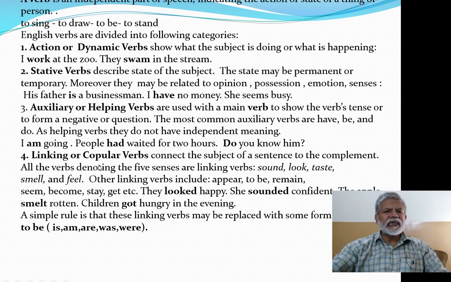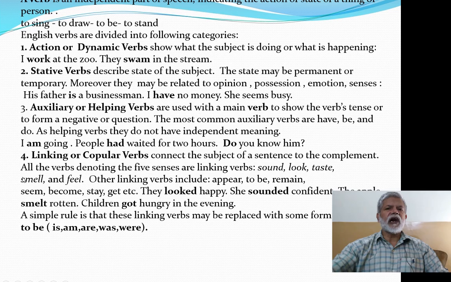Now, linking verbs are also stative verbs. They may be related to the five senses, for example, sound, look, taste, smell, and feel. These verbs are used as linking verbs also, or copular verbs. Other linking verbs include appear, to be, remain, seem, become, stay, get, and many more.